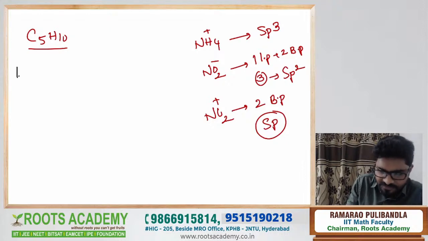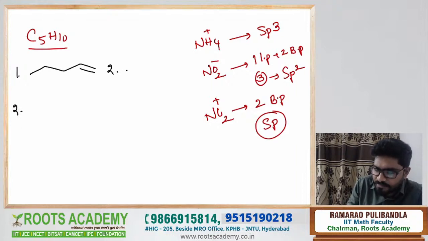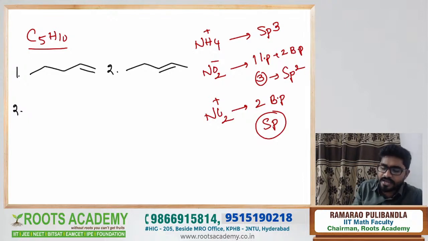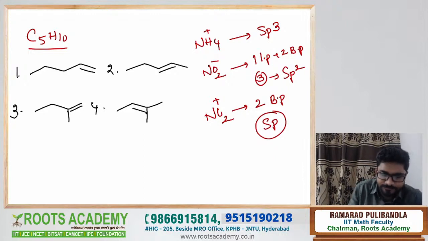First one, C5H10. 1, 2, 3, 4, double bond, because the degree of unsaturation is 1 for that. Next, I can keep the double bond position here also. Second one, I am keeping one more. So 1-pentene, it is 2-pentene. I can't write 3-pentene. If I keep that, it's nothing but 2-pentene. Kumar Sai, fine now. Very good. Now come to the third structure. I can write like this. Double bond here. 2-methyl but-1-ene. Fourth structure, same thing. 2-methyl but-2-ene.